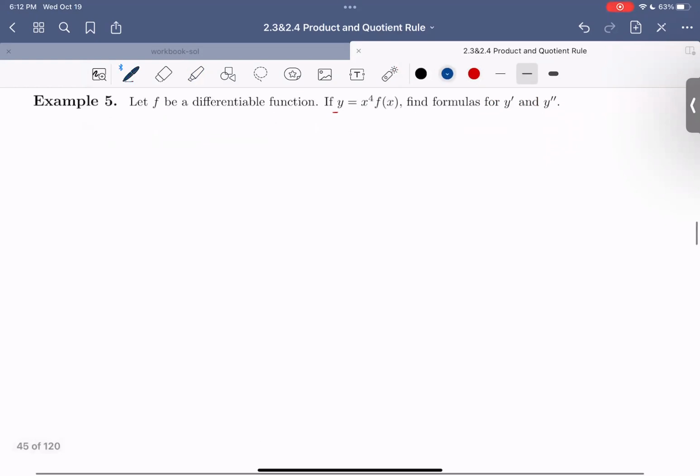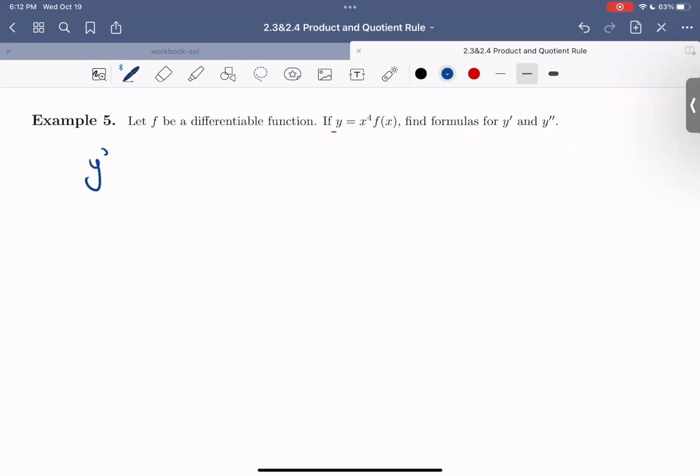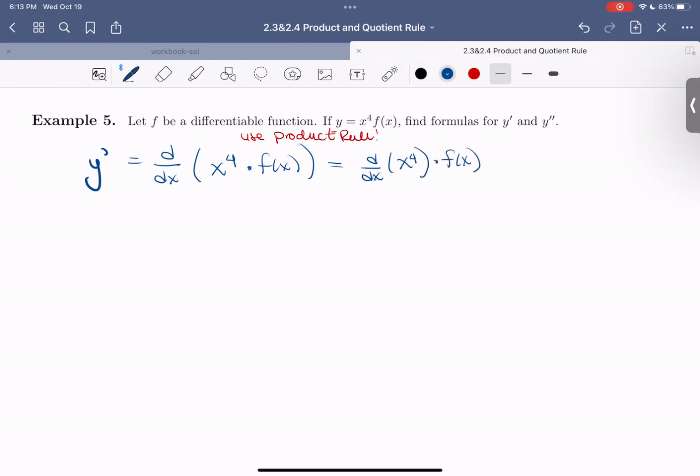So first, let's consider computing the first derivative. So we want to compute y prime, in other words, the derivative with respect to x of x to the fourth times f of x. So here we have a product, so we need to use product rule. So the product rule tells us we'll take the derivative with respect to x of that first function, x to the fourth, times the second function, f of x, plus the first function, x to the fourth, times the derivative of the second function.